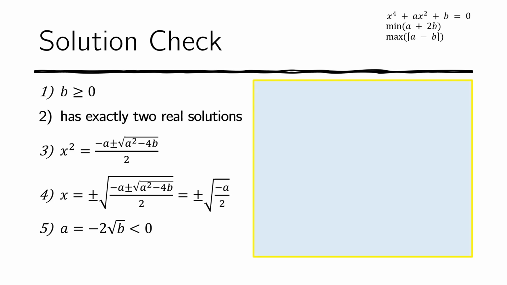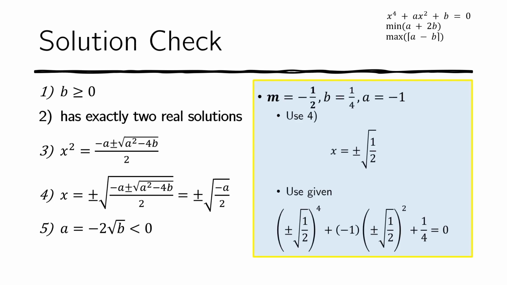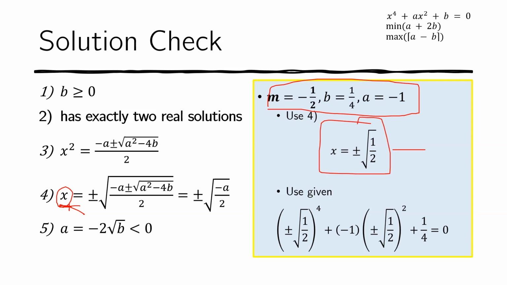So let's do that here. We start with this bit, which is what we had from the previous slide. Then we use 4, because this is where we can find the actual x values, the solutions. If we plug in these values here, we get x equals plus or minus the square root of 1/2.